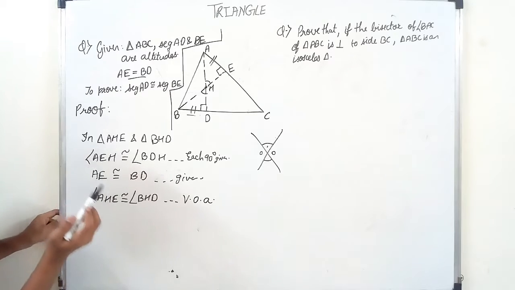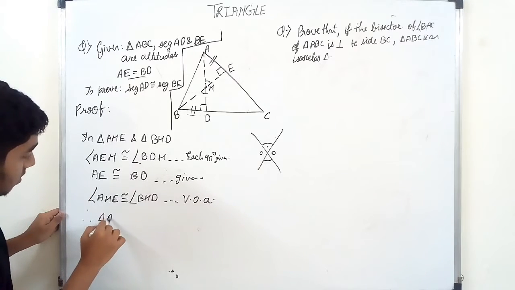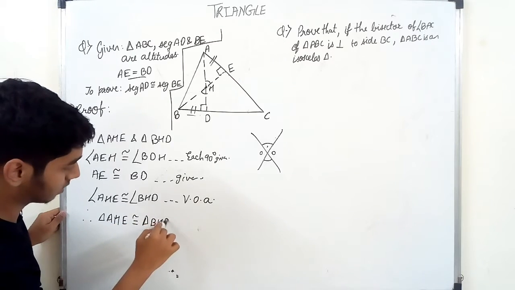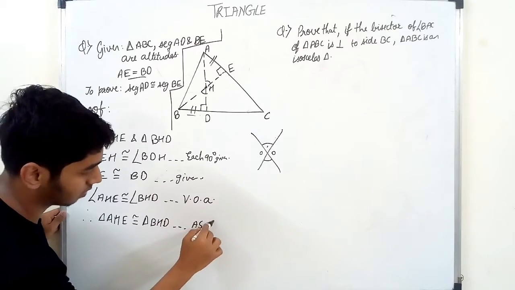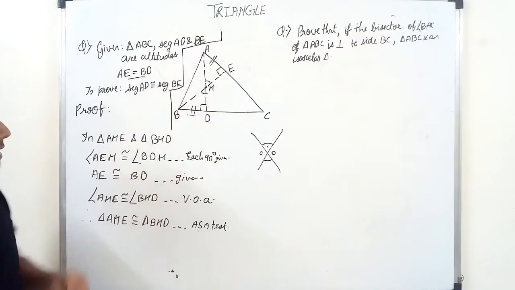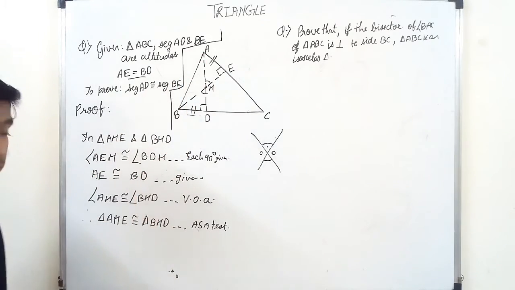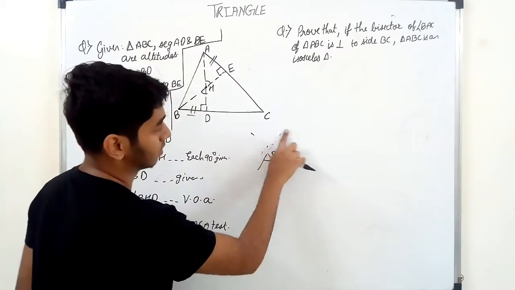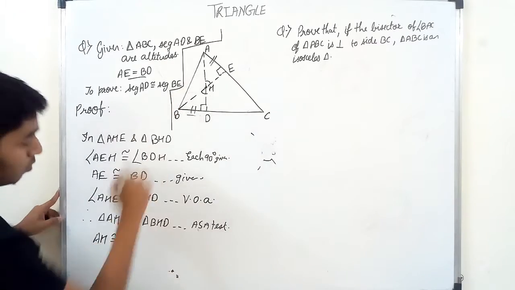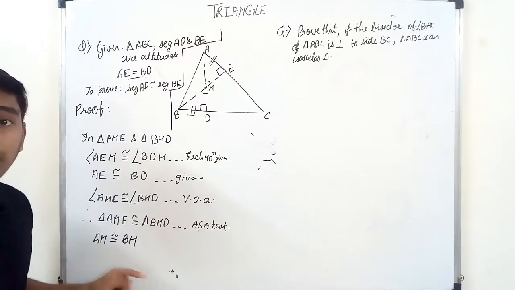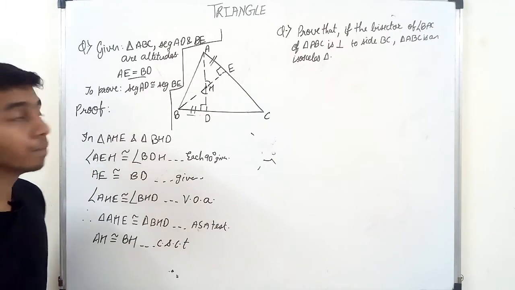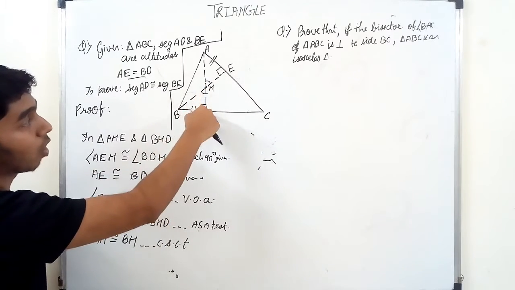Therefore, by ASA test, we can say AHE congruent to BHD by ASA test, correct? Now, can we say AH is congruent to BH? Yes or no? I'll write it here, or let's write it here itself. AH is congruent to BH, correct? Why? Because CPCT. Yes or no? Same way, can I say EH congruent to DH?